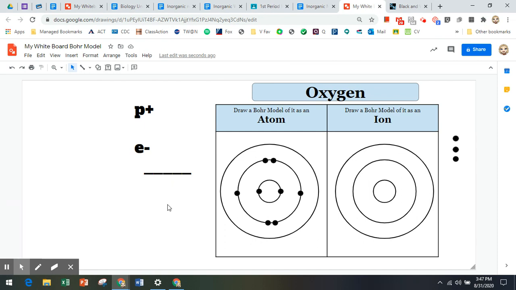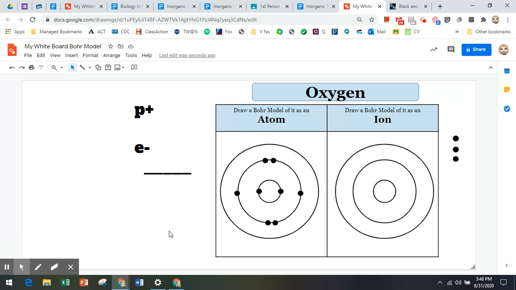Remember, it forms an ion to get an octet, to get a full outer shell, and that makes it more stable. And so oxygen is very reactive as well. It only needs 2 more valence electrons to get to that stability that those noble gases have. Remember, all the noble gases have 8 valence electrons. They are all stable and they're all not reactive.